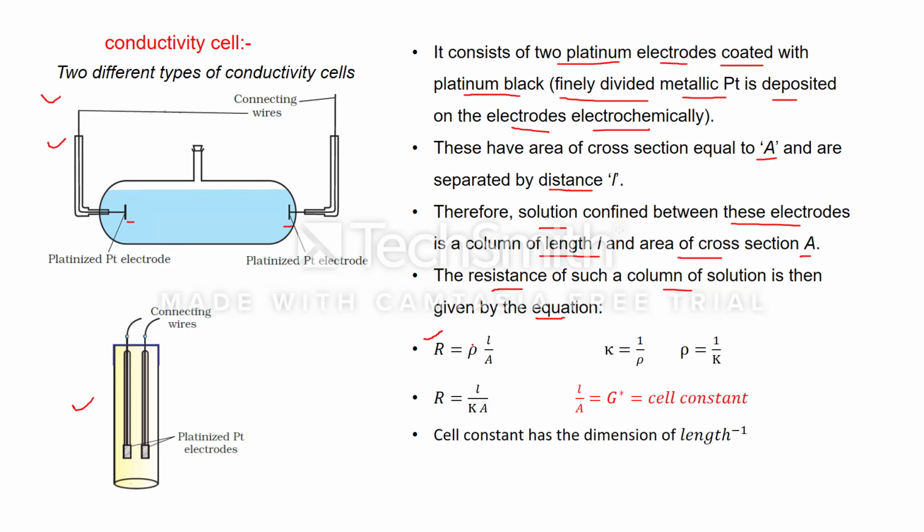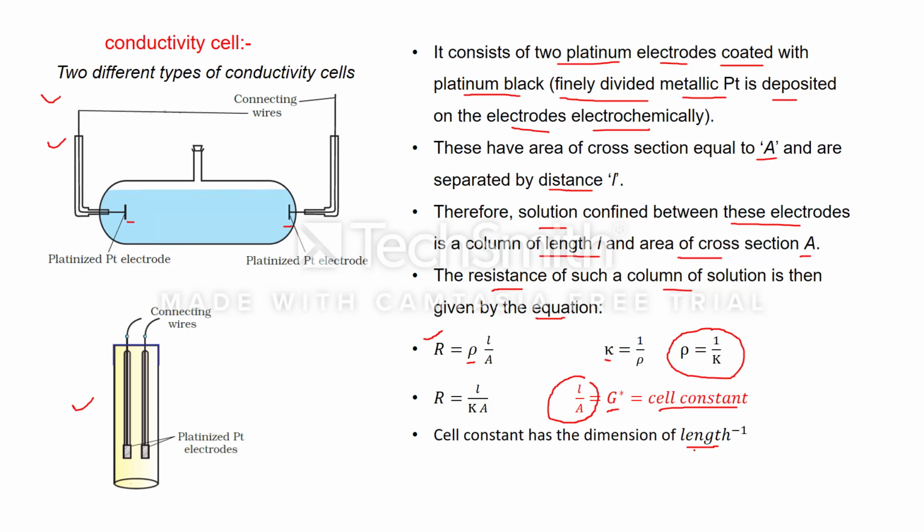Resistance is equal to rho, the resistivity, times L by A, and as we know, the inverse of resistivity is the conductivity. So if we put this relationship in, we will get R is equal to L divided by kappa A, where this L by A is a constant for a given conductivity cell. This is known as the cell constant and it is represented by G star. The cell constant has the dimension of length inverse.